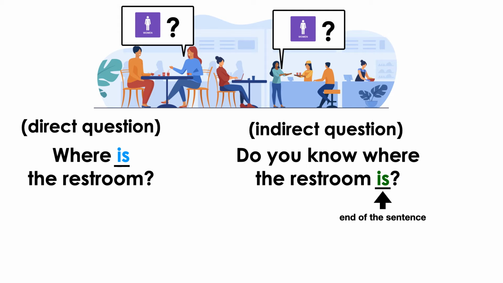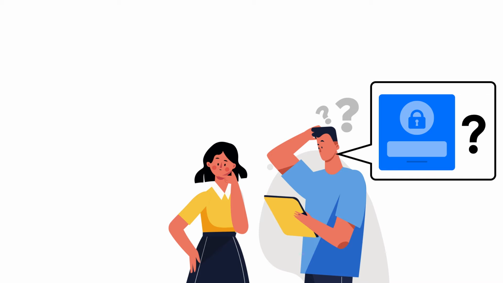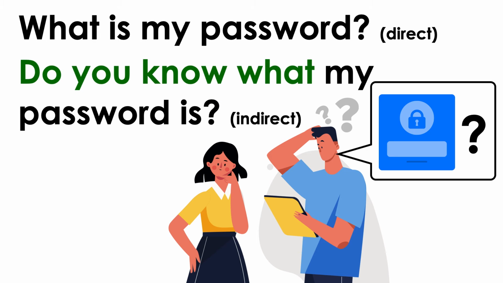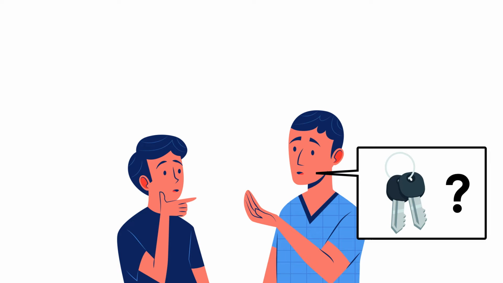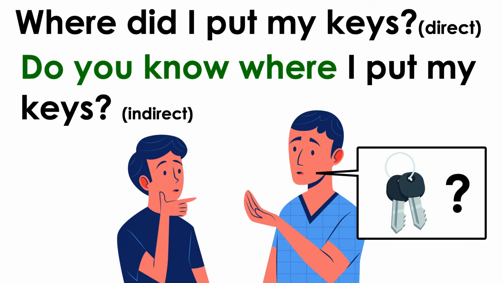A common mistake in this type of sentence is to say, "Do you know where is the restroom?" This is incorrect, so please be careful. Let's look at some more examples. "Do you know what my password is?" "Do you know where I put my keys?"